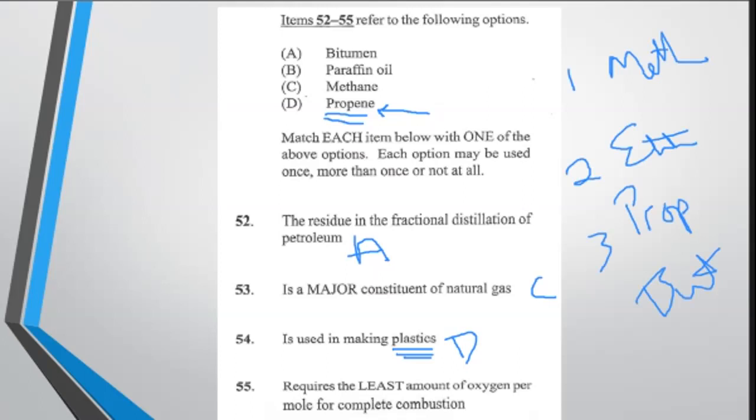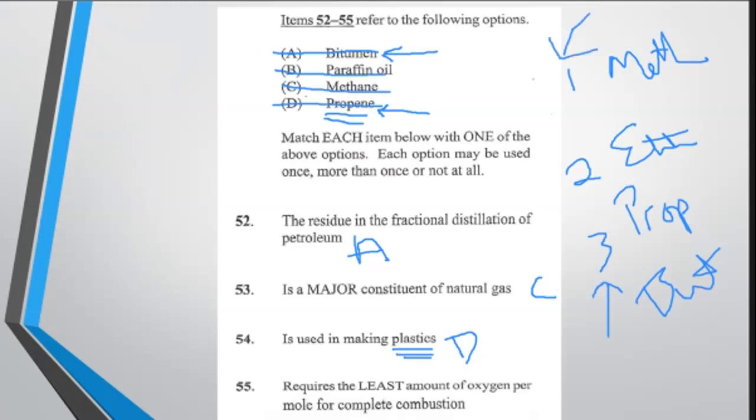So bitumen is all the carbons. It hasn't been broken down as yet. So A cannot be our answer. It would require too much energy to break up bitumen. Paraffin oil is higher up in the chain, but it still has a lot of carbons present. Propene is an alkene, but prop has 3 carbons, while methane is 1 and it only has 1 carbon.